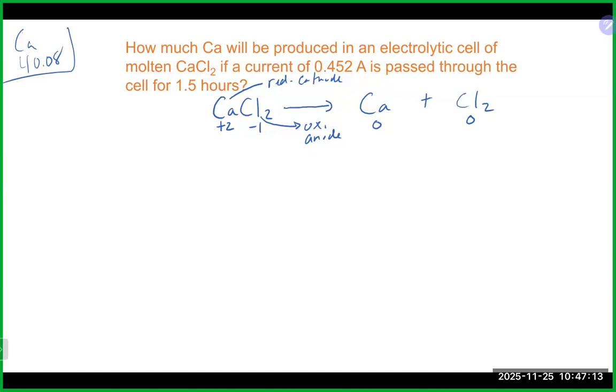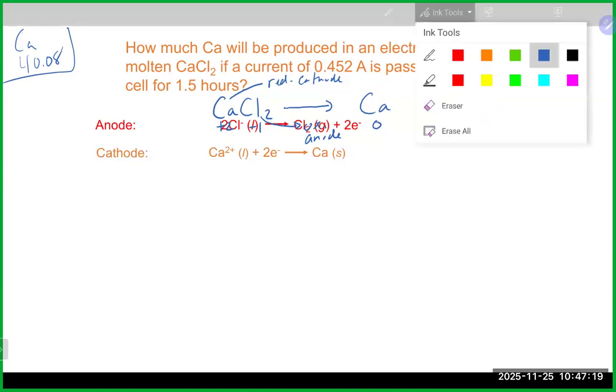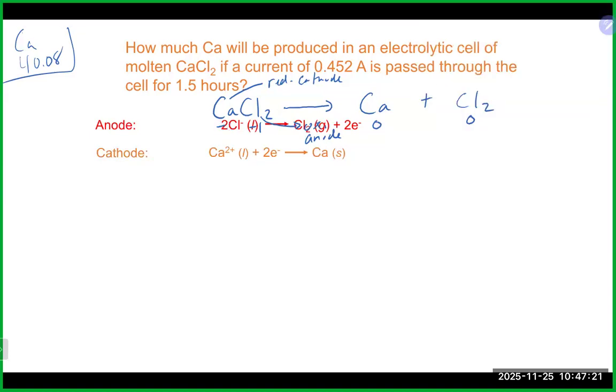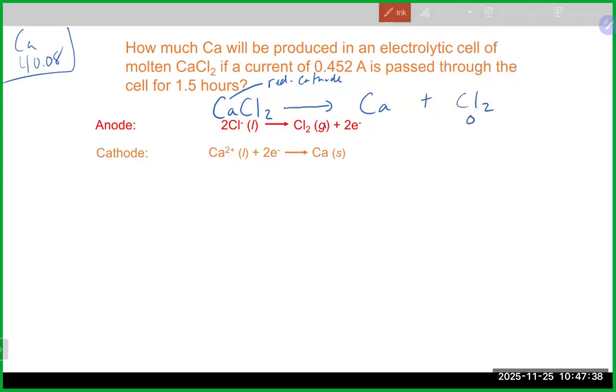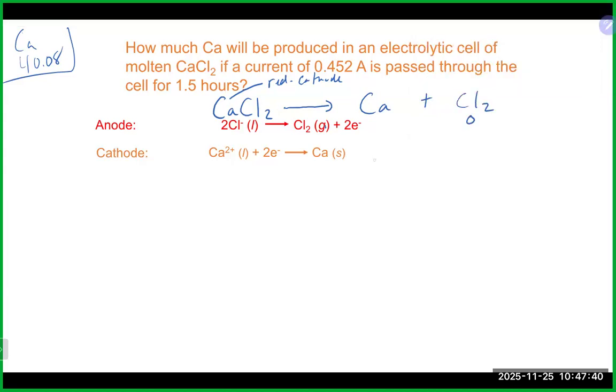So if we write our anode and cathode reactions, we have our chloride going from -1 to 0, and our calcium going from +2 to 0 in this case. All right, so now we have that straightened out.